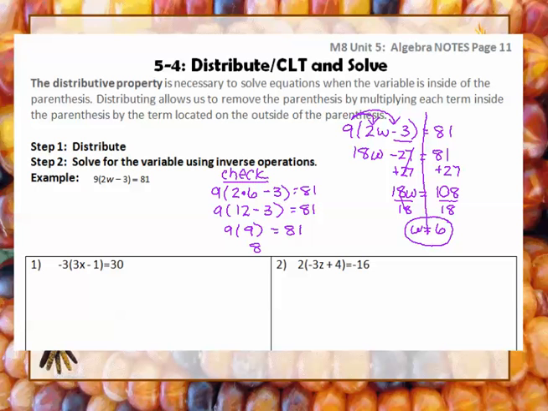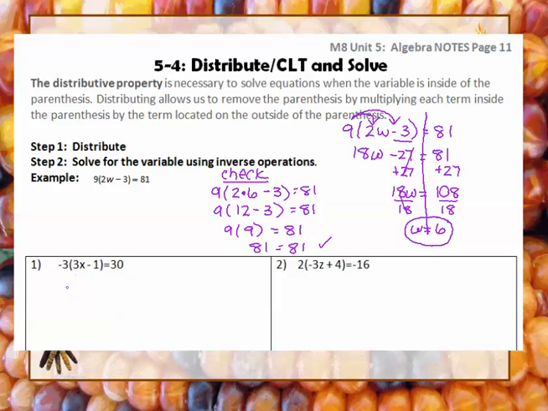9 times 9 is 81. There's my reflexive property right there, so I got it right. So if you want to do your check step, you can, but you don't have to do a check step if you don't want to. But make sure if you're not going to do a check step, you're extra careful here and you go back and you check your work through your steps.